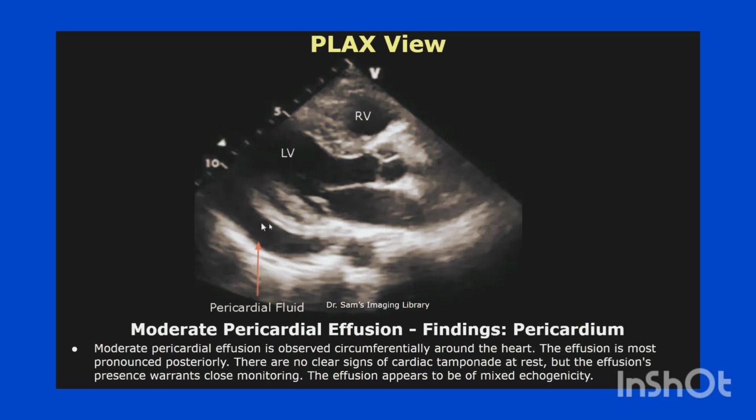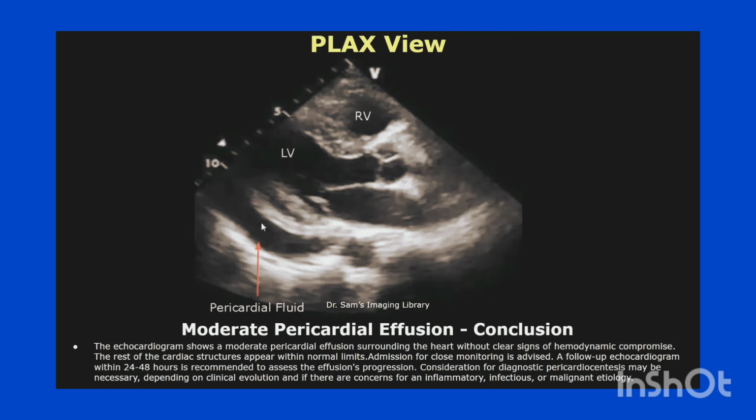Moderate pericardial effusion is observed circumferentially around the heart. The effusion is most pronounced posteriorly. There are no clear signs of cardiac tamponade at rest, but the effusion's presence warrants close monitoring. The effusion appears to be of mixed echogenicity.